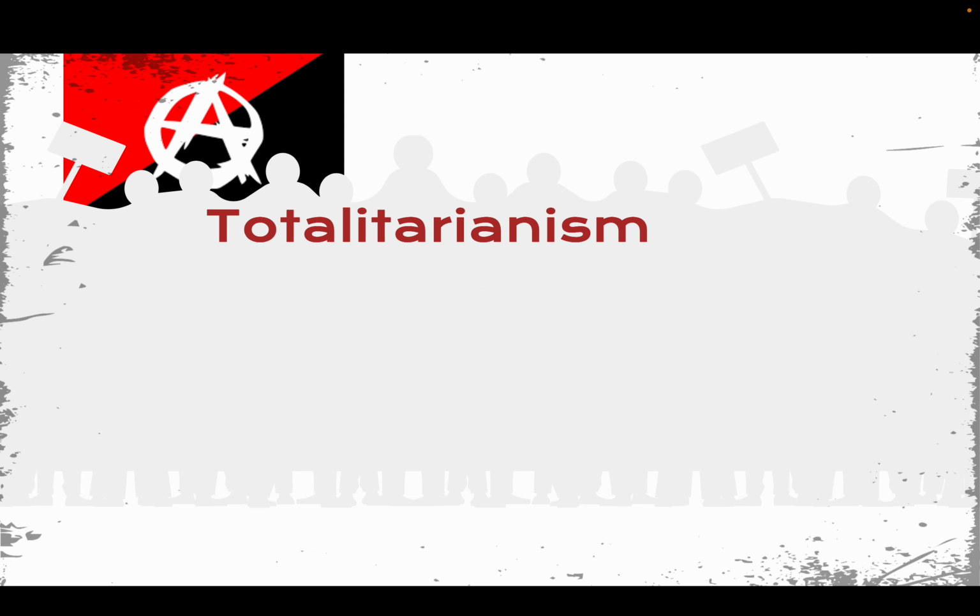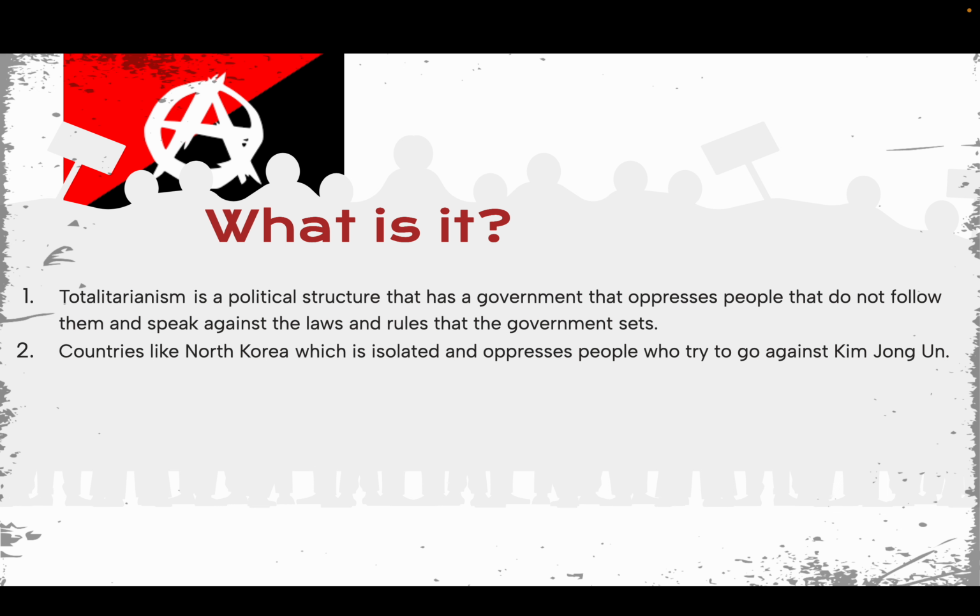So totalitarianism. What is it? Totalitarianism is a political structure that has a government that oppresses people who do not follow and who speak against the laws and rules that the government sets. Countries like North Korea, which is isolated and oppresses people who try to go against Kim Jong Un, are some examples of countries that follow totalitarianism in their government.